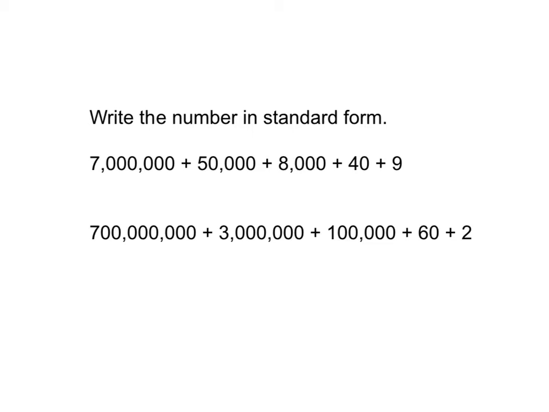Here we're asked to write the number in standard form. So we go period by period. Let's go with the millions period first. This is the only addend that deals with the millions place. So for that, we just write a 7 in the millions period. These two addends have to do with the thousands place, 50,000, 8,000.